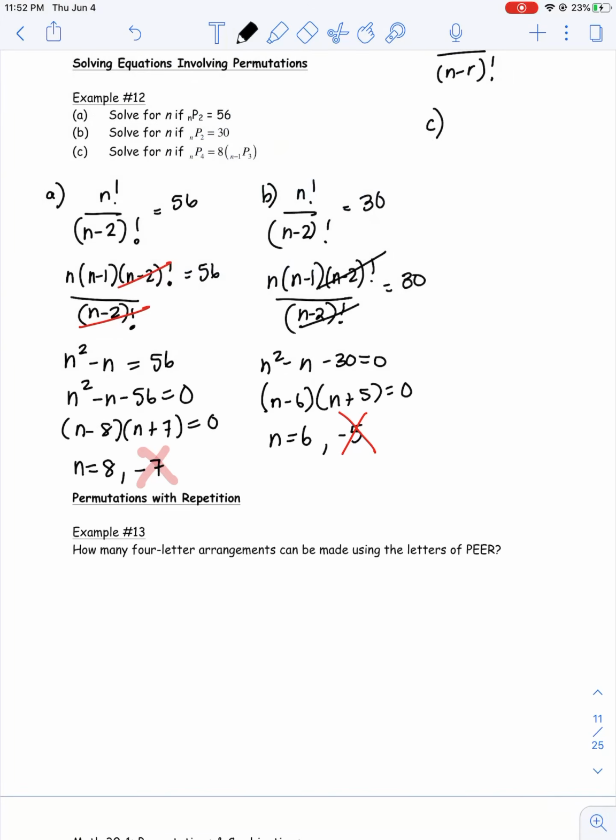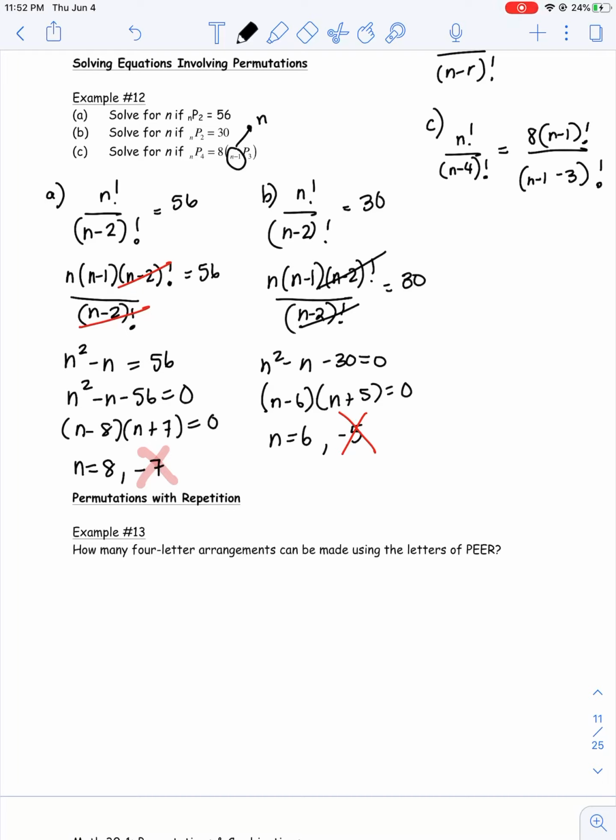Question C. We have now two sides of it. So we're going to have n factorial over n minus r, which is 4 factorial on the left, 8 multiplied by n minus 1 factorial. So that whatever comes here needs to replace your n. So that's why I put n minus 1 in brackets at the top, divided by n minus r, which is n minus 1, minus r, which is 3 factorial at the bottom.